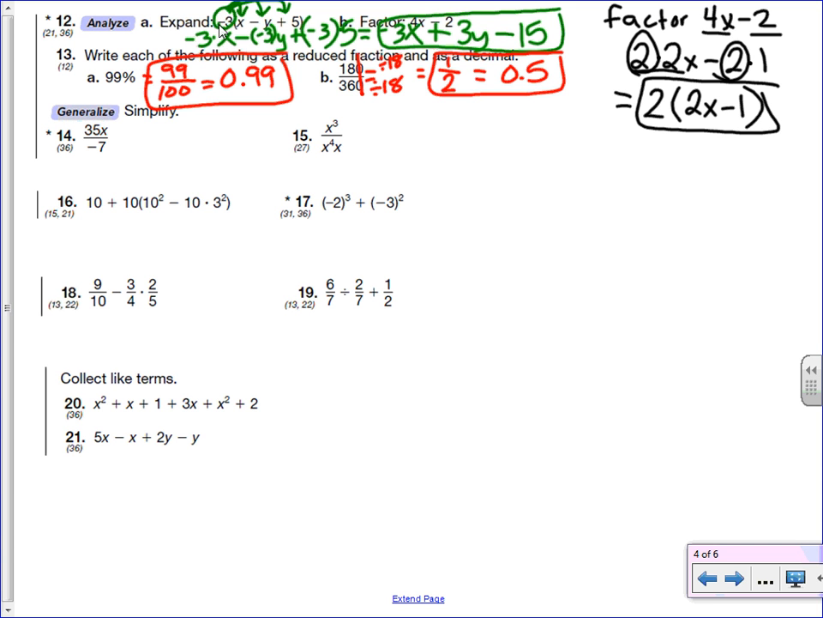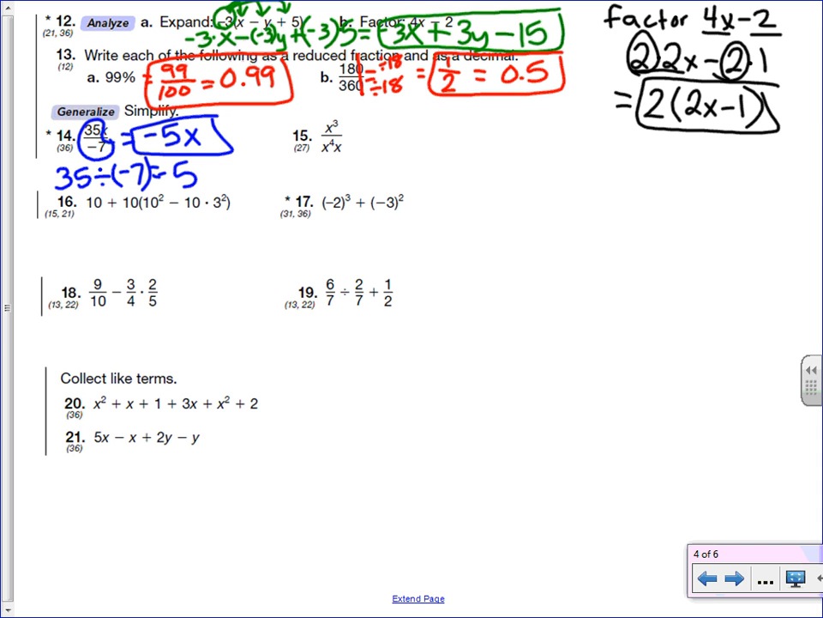Number 14, 35x over -7. I can divide those two numbers. 35 divided by -7. 35 divided by 7 is 5. And since they're opposite signs, my answer is going to be negative. So that gives me negative 5 for that part. And then the x didn't get anything done with it, so it's just negative 5x.